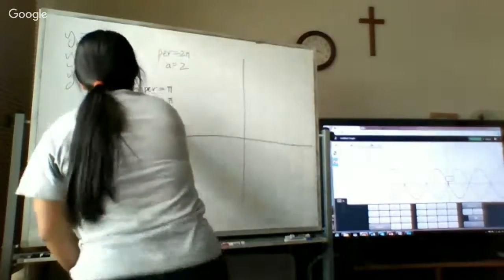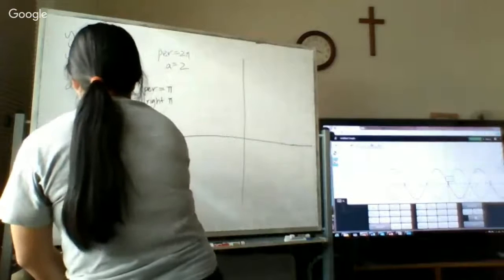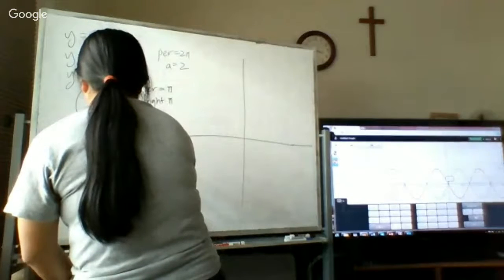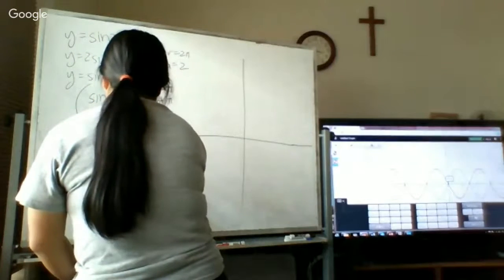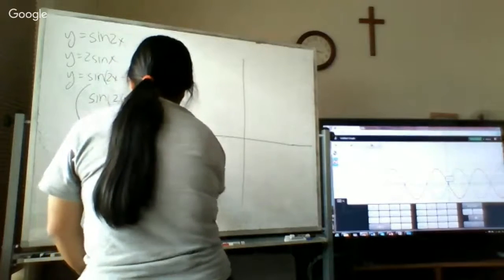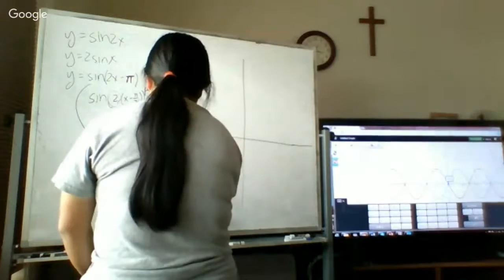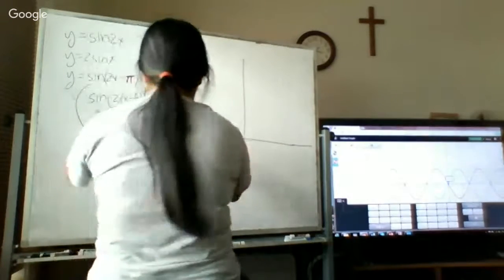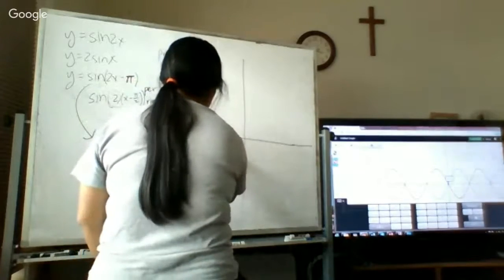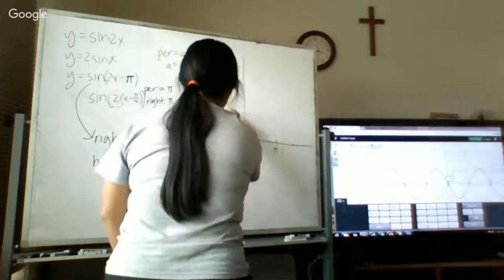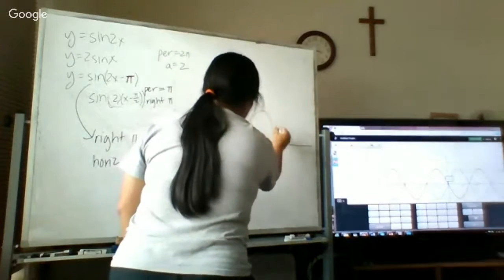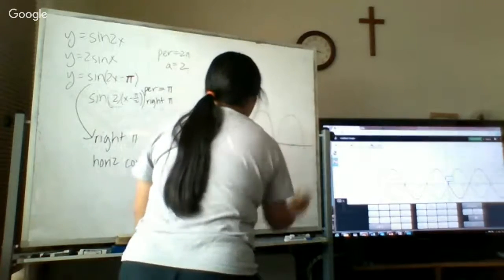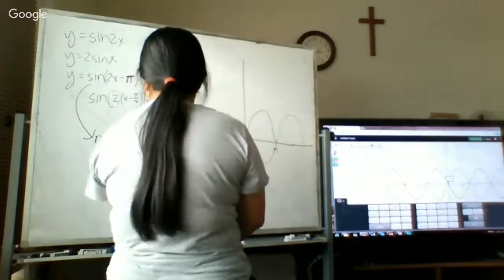So if we look at this graph, first we moved it right by pi units. And then we horizontally compress by a factor of half. Okay, and this is what's going to affect the period. So the important thing to note is that you have to move it right first and then deal with the period. So the parent function would be like this. Right? And then if we move this to the right pi, it'll look like that. Right? And then we'll deal with the period.